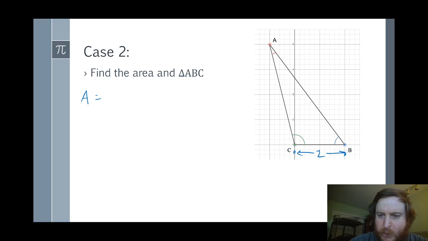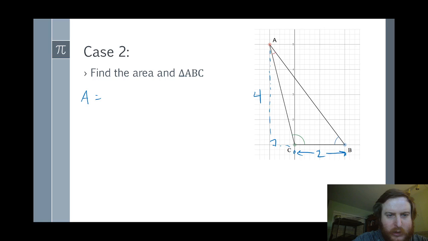And for my height, right? The height always makes a right angle with the base. So this base is 2. What I can do is I can just kind of extend this line down and across to make that right angle to get my height. So my height is 1, 2, 3, 4. Okay. So we have 1/2 times 2 times 4. Those cancel. And so my area would be 4 units squared.